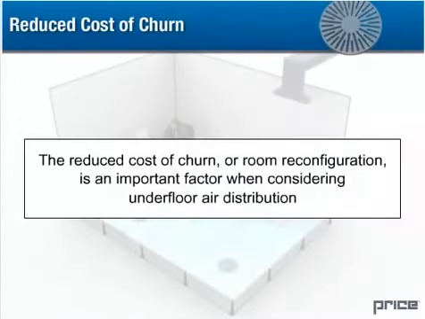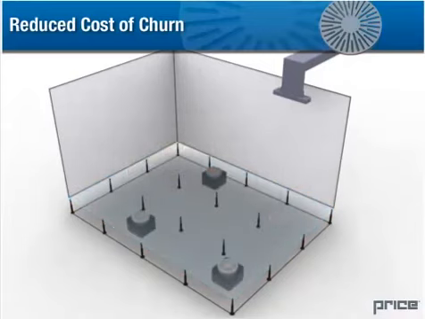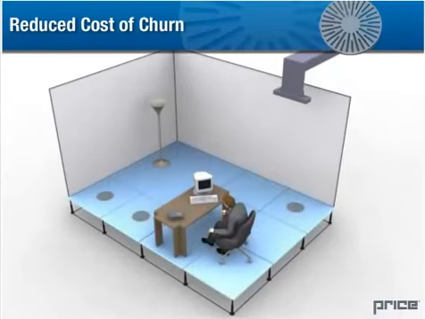The reduced cost of churn, or room reconfiguration, is an important factor when considering underfloor air distribution. Since the floor tiles are interchangeable, the underfloor air distribution system can be customized as required. In the event the room occupancy layout is changed, reconfiguration is relatively efficient and does not require changing the entire building, resulting in dramatic savings.